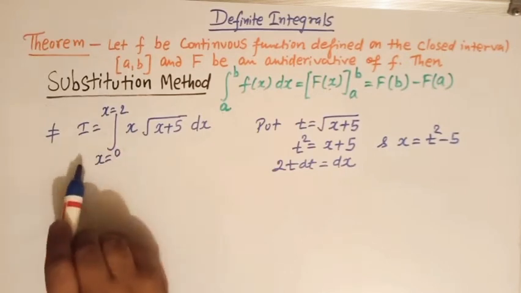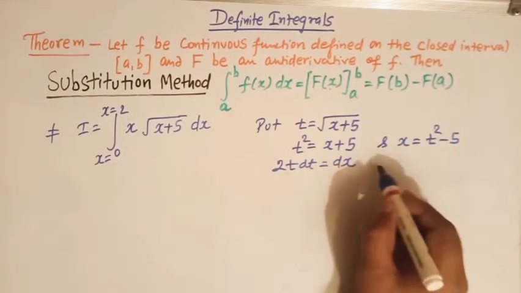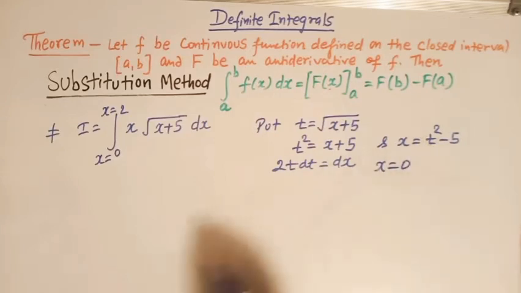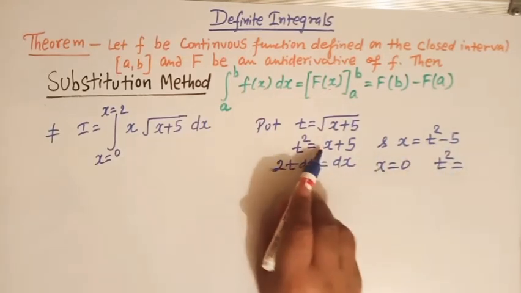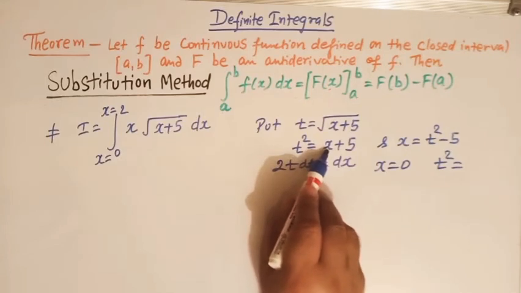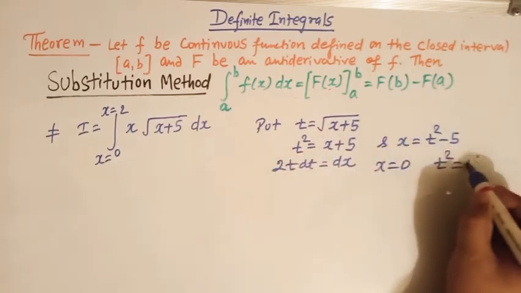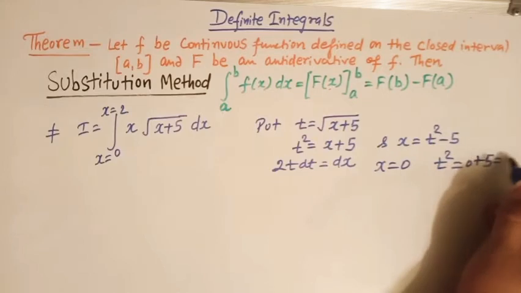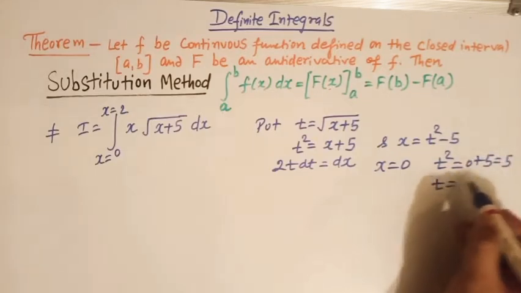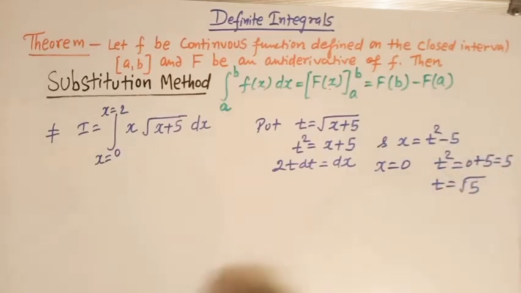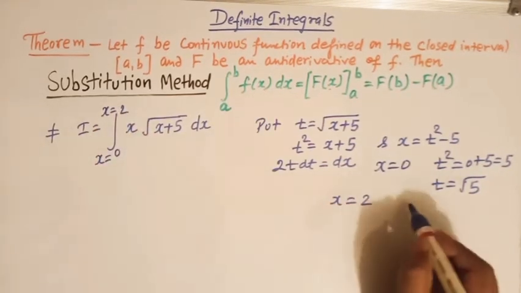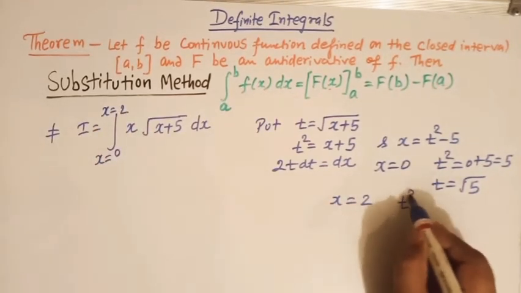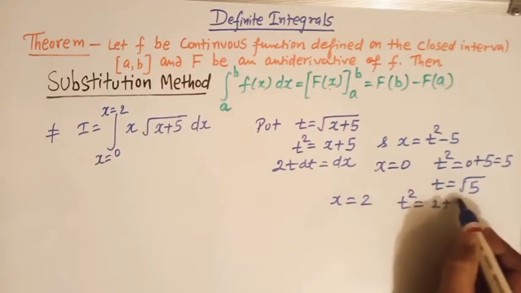Now for changing the limits, when x is equal to 0, we substitute x equal to 0, so t square is equal to 0 plus 5, that is 5. So t is square root of 5. And when x is equal to 2, we have t square equal to 2 plus 5.